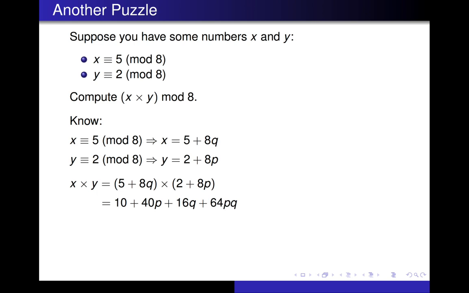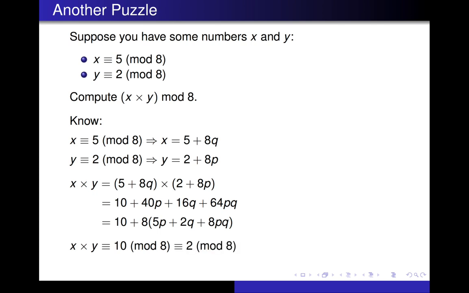Now, that looks a little bit messier than the addition, but it turns out it's not so bad. I mean, everything there except for the 10, we can factor out an 8. We can factor out an 8 from 40, from 16, from 64. So let's go ahead and do that, and we get 10 plus 8 times the quantity. Well, it's a big quantity that's a big mess, but the most important thing is it's an integer, which means that x times y is actually congruent to 10 mod 8. And again, that 10 just came from multiplying 5 times 2. And so then if we want to find x times y mod 8, well, 10 is congruent to 2 mod 8, which means that x times y mod 8 is equal to 2.